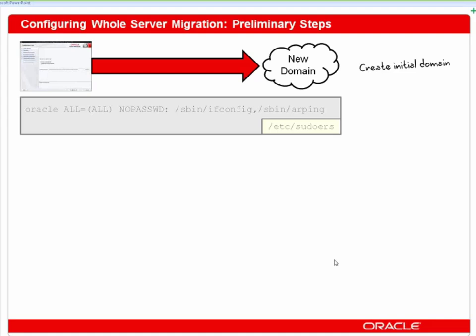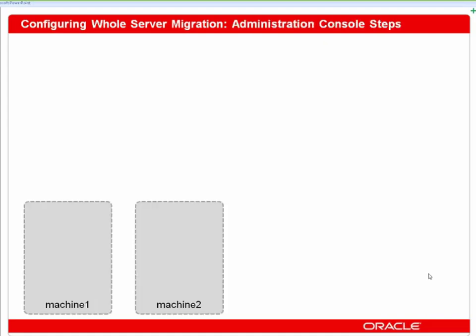So most of that's pretty much review. And here's how you would configure a dynamic cluster for whole server migration in the administration console. So you already have two machines, you've got your node managers running, and you need your WebLogic configuration to match whatever's physically running in your environment. So you have to configure two machines to match the settings of your machines, and then configure node managers for each machine to match the settings of the node managers that you have running.